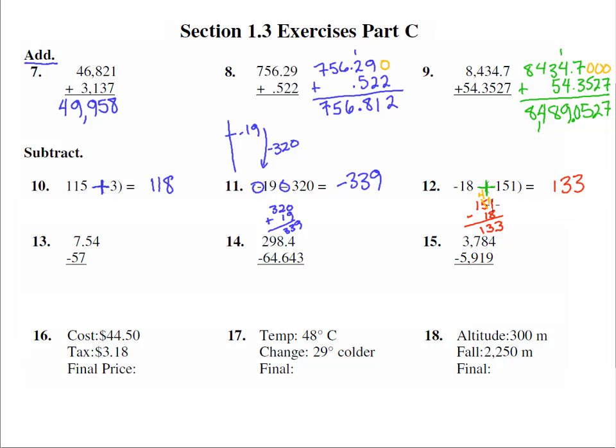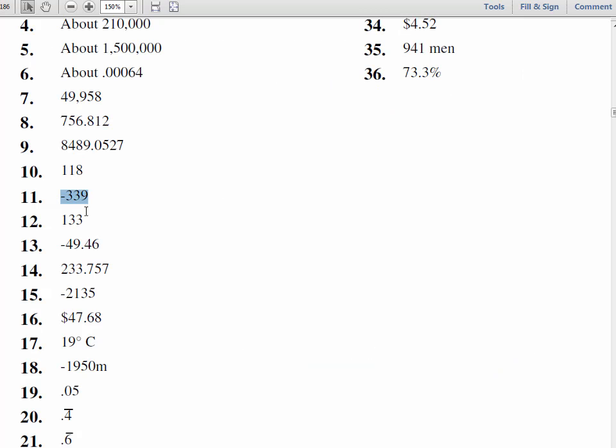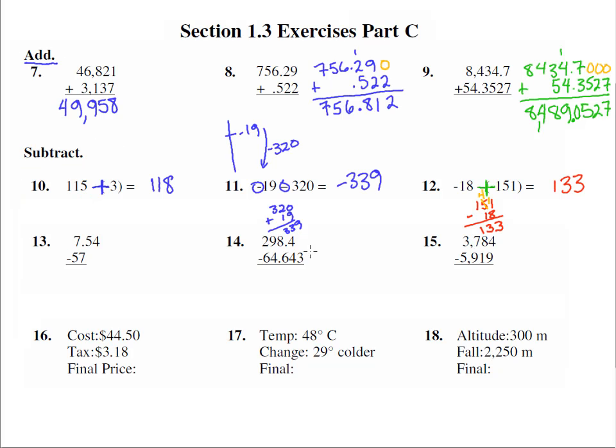Now the question is, is that a positive 133 or a negative 133? Well, this bigger, stronger guy that we subtracted with on top was positive. And then we took away a smaller negative number. So the stronger one in this tug-of-war wins. So it's like you made $151 and lost 18. You still have a positive 133. Let's check our answer. That is correct right there.